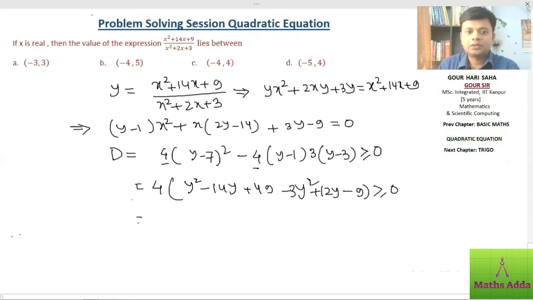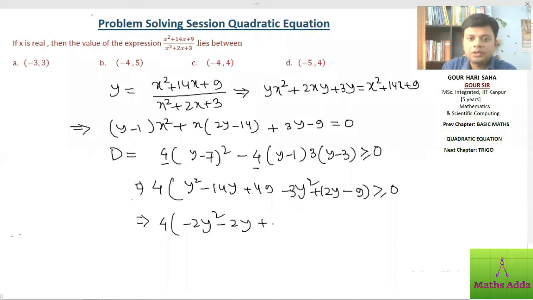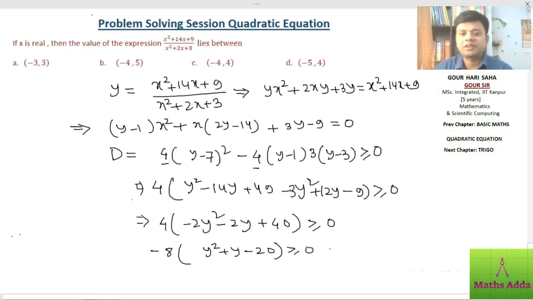So, now this means what? It is 4 into minus 2y square minus 2y plus 40 is greater than or equal to 0. Take minus 2 common, minus 8, it is y square plus y minus 20 greater than or equal to 0. Now, what type of question is this? This is a sign scheme, factorize it. So, it is (y plus 5) into (y minus 4) and minus 8 outside, greater than or equal to 0.